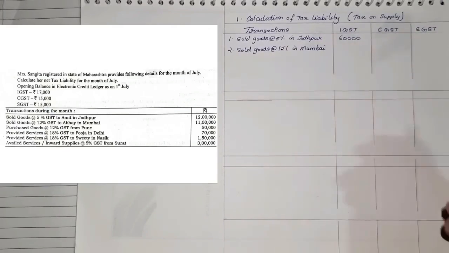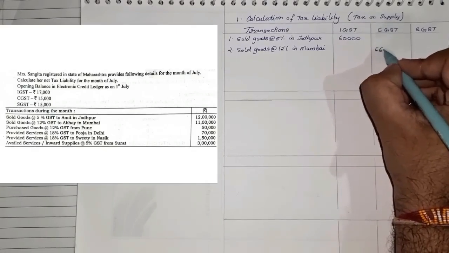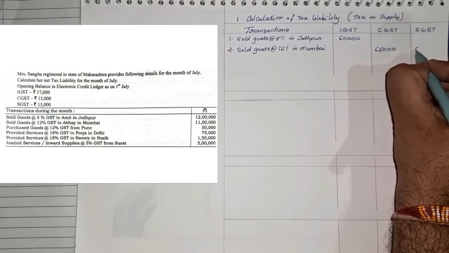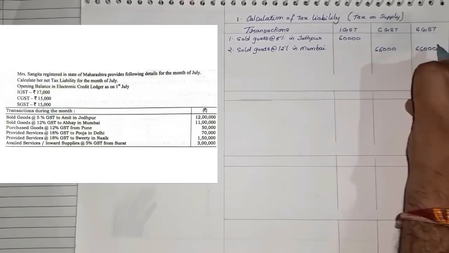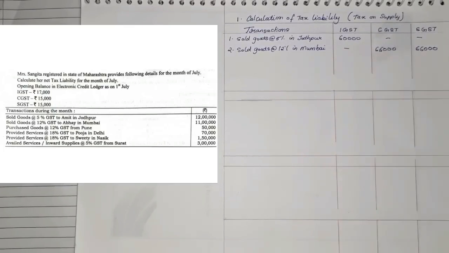Now, Maharashtra, Mumbai, same state. So whatever is the tax, 11 lakh ka 12%, we'll have to split that in two parts, so it will be 6% each. 11 lakhs ka 6% is 66,000. So 66,000 will go in CGST and 66,000 will go in SGST. Okay, next, purchase cannot come here, provided.